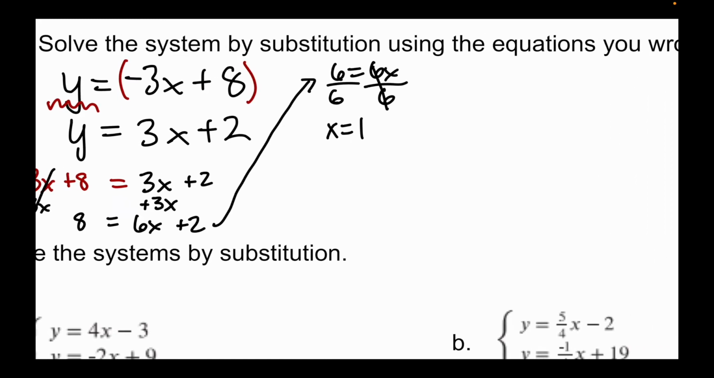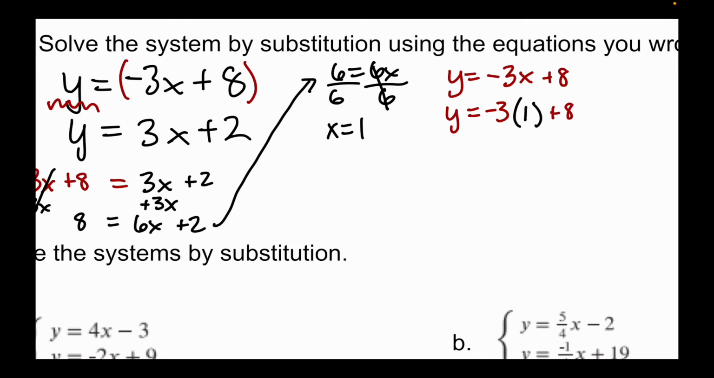Now, we want to take that back to our first equation, and that was y equals negative 3x plus 8. So now we're going to say y is negative 3, and our value for x was 1, plus 8. So this means negative 3 plus 8, and that's the same as 8 minus 3, which is 5. And our last step is to write everything all together, so x value and then y value.